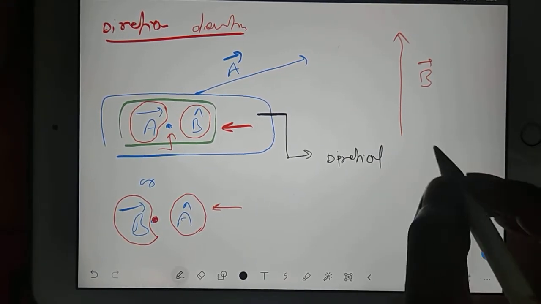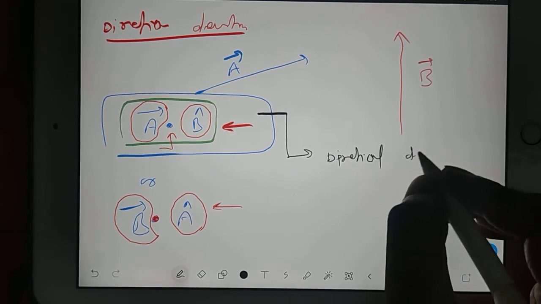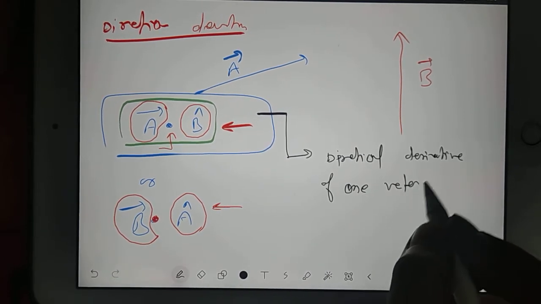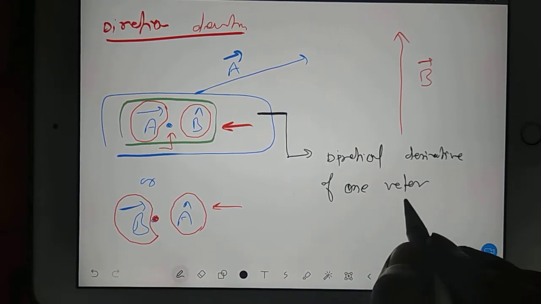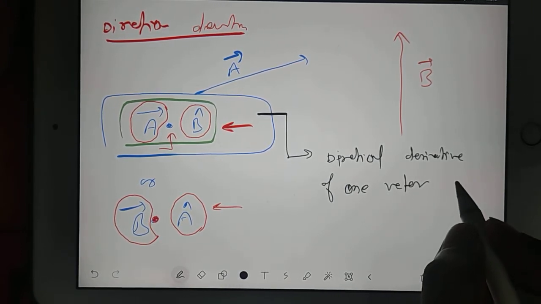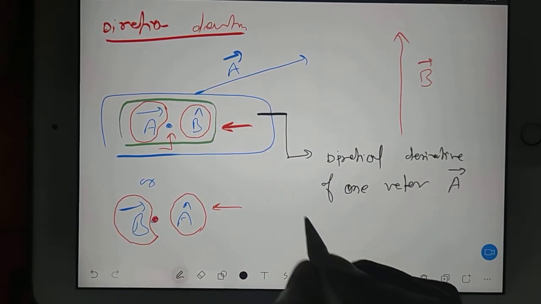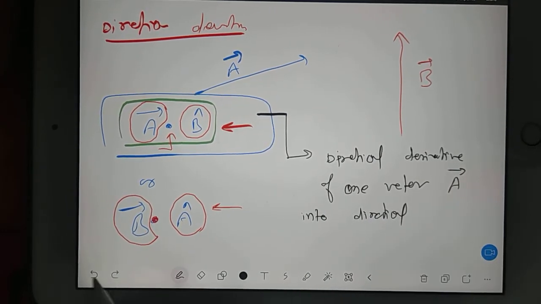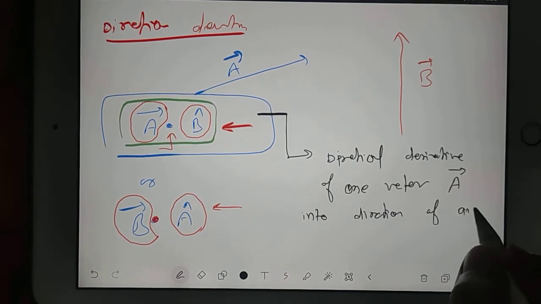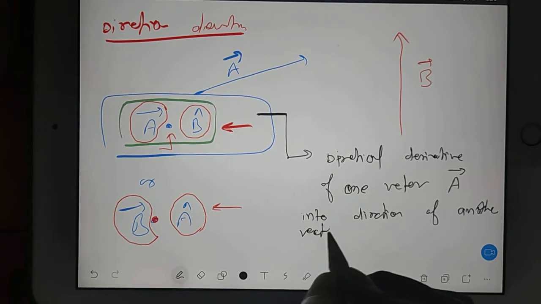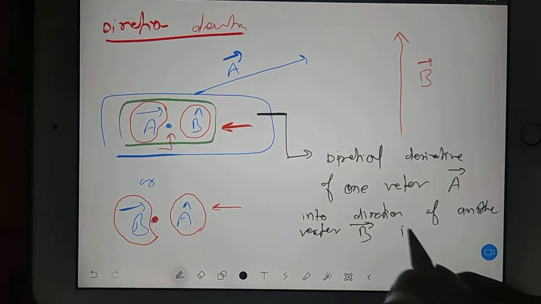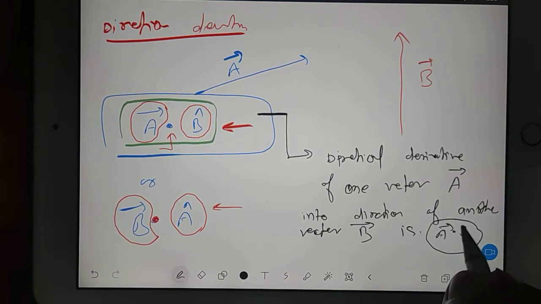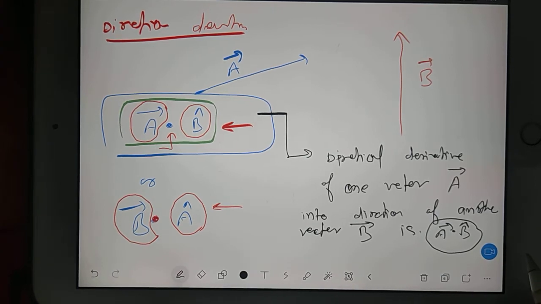So just you note down this paragraph. I will explain again. Directional derivative of one vector A in the direction of another vector B is vector A dot B unit.